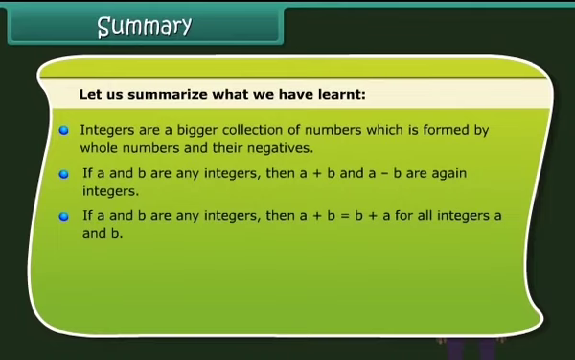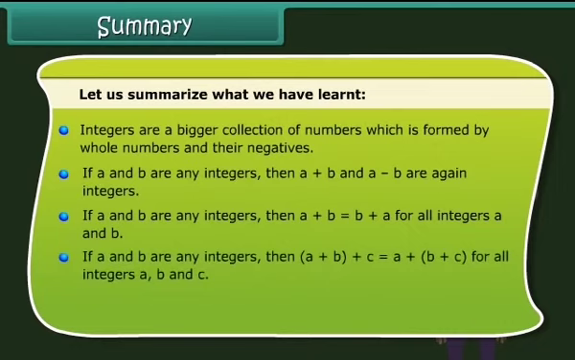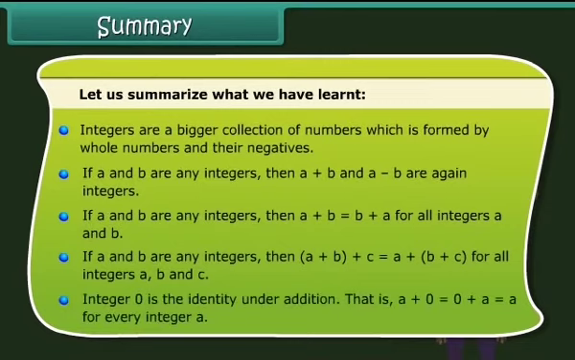If a, b and c are any integers, then a plus (b plus c) is equal to (a plus b) plus c for all integers a, b, and c. Integer 0 is the identity under addition. That is, a plus 0 is equal to 0 plus a, which equals a for any integer a.